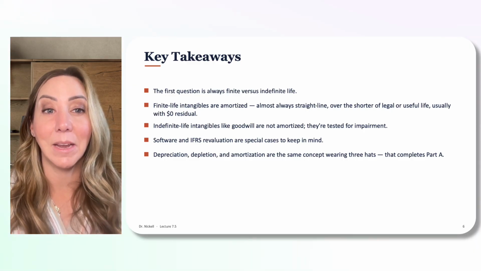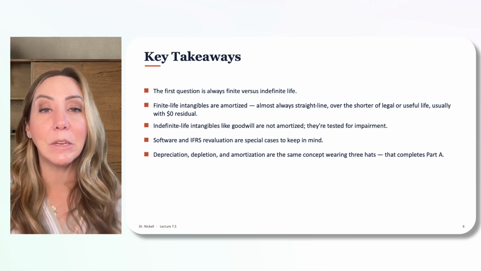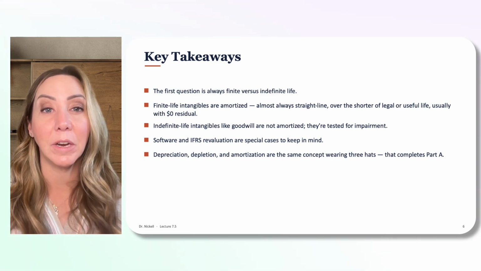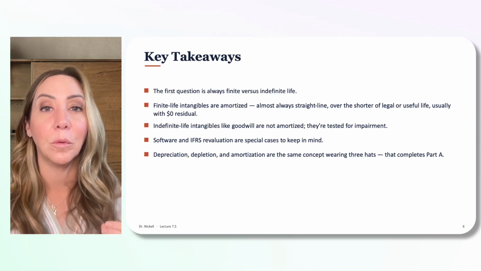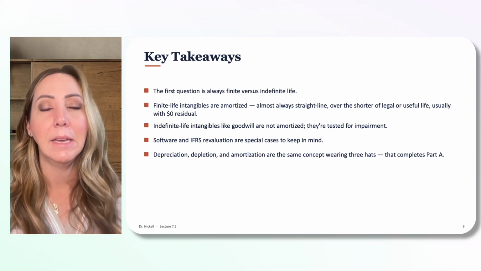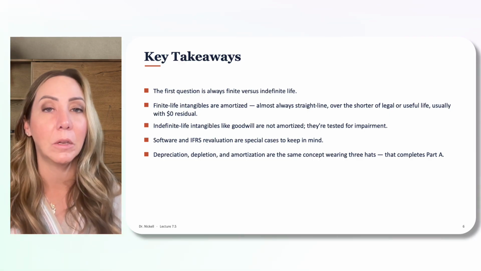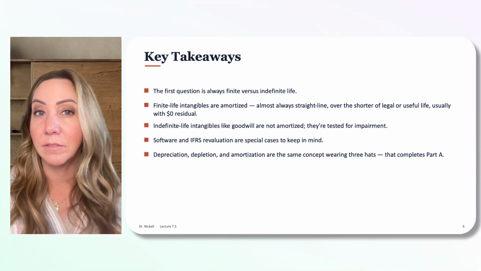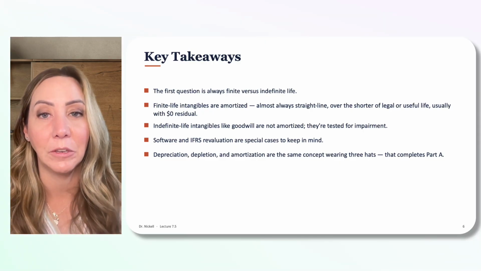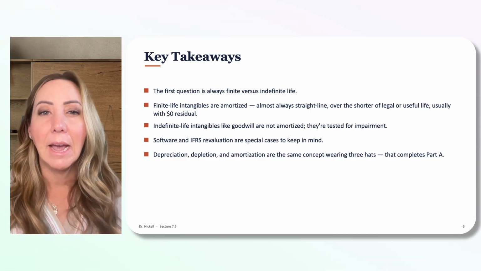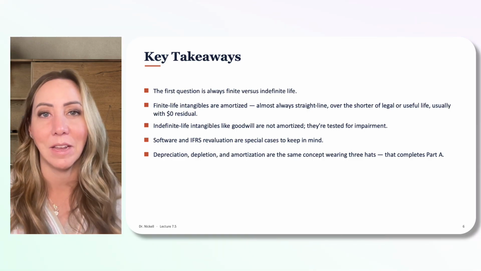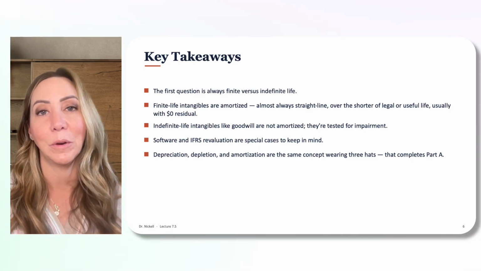To summarize amortization specifically, the first question is always finite versus indefinite life. Finite life intangibles are amortized, almost always straight line, over the shorter of legal or useful life, usually with 0 residual value. Indefinite life intangibles like goodwill are never amortized. They're tested for impairment annually instead. Software and IFRS revaluation are special cases to be aware of, and the big picture, depreciation, depletion, and amortization are the same concept of cost allocation wearing 3 different hats.